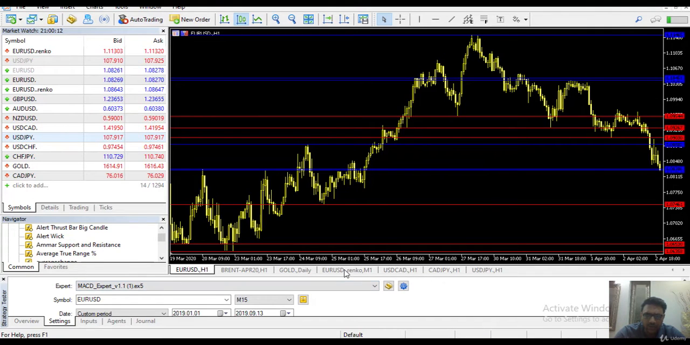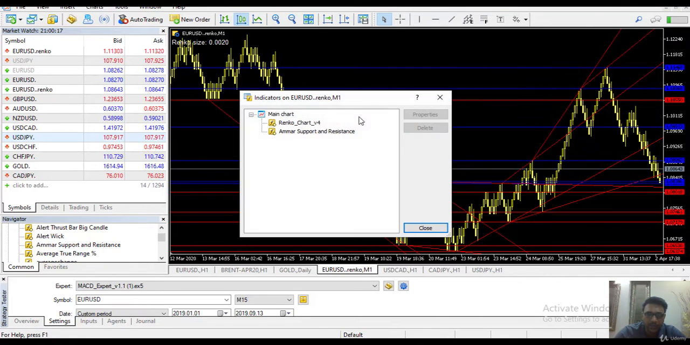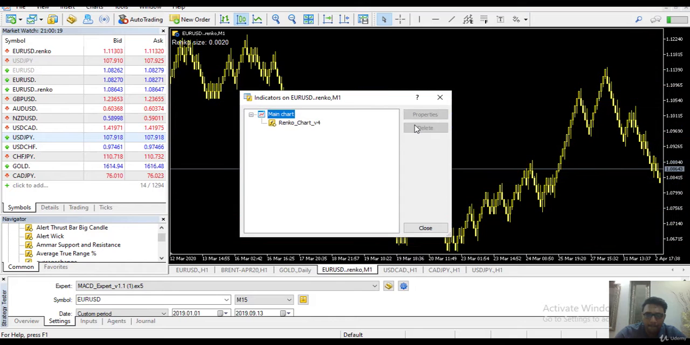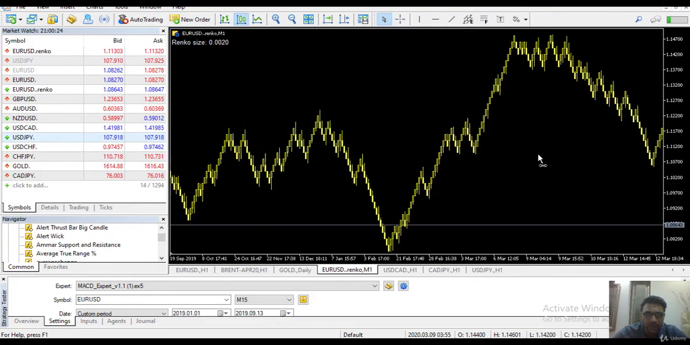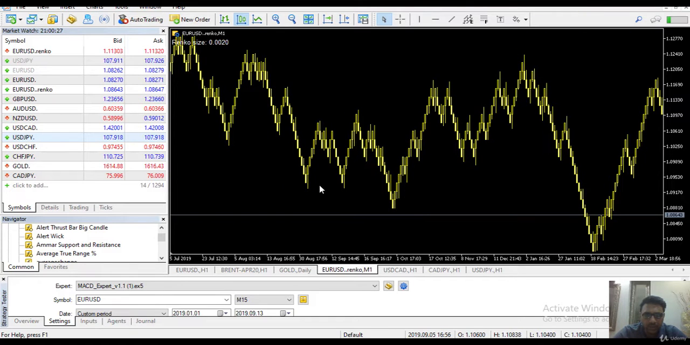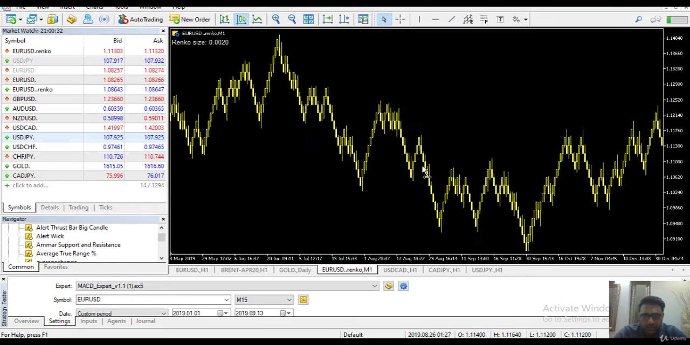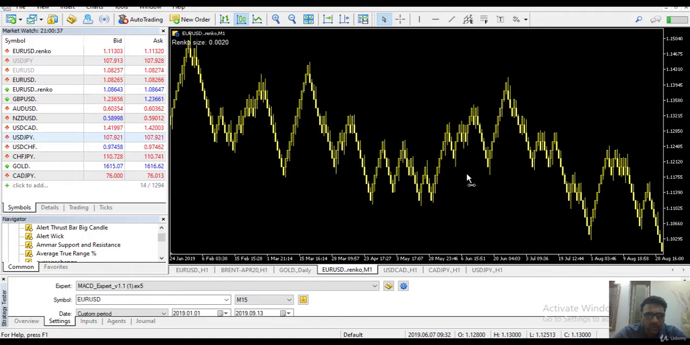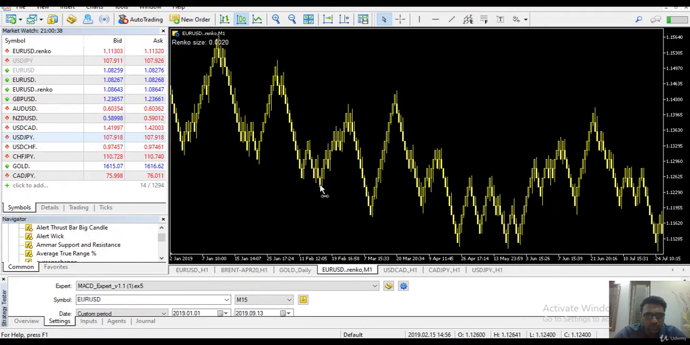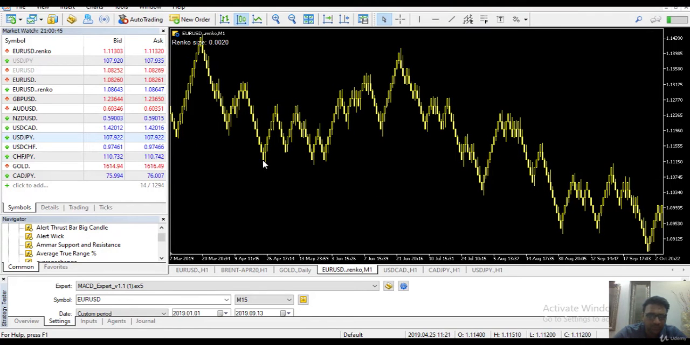So here we were. Let's remove this indicator for now. Okay, so moving back, let's look at, for example, this one. Okay, so this is the area where it bounced really hard back.